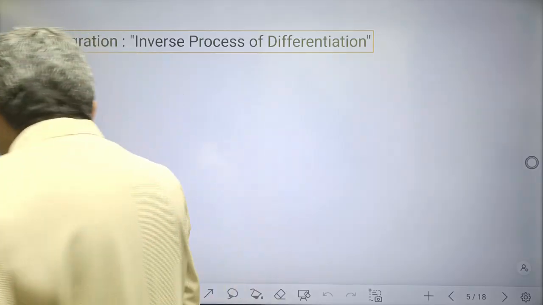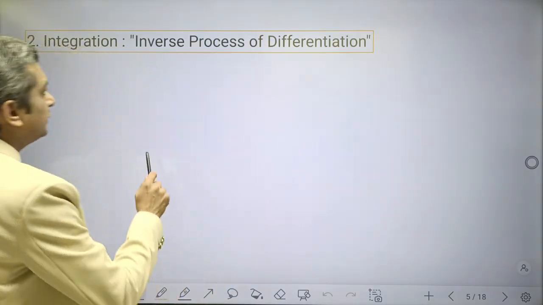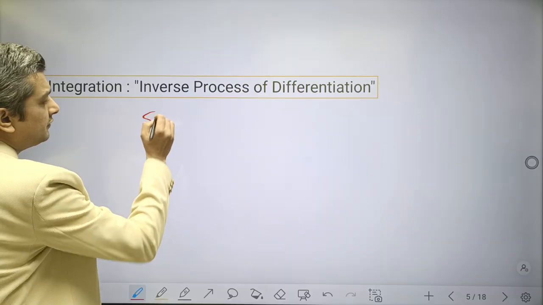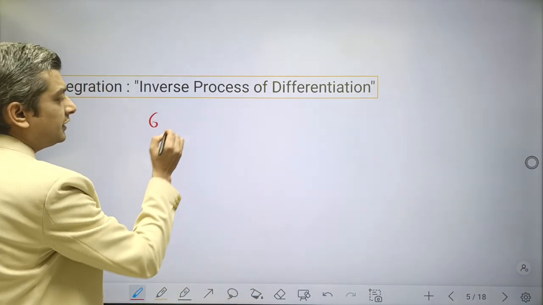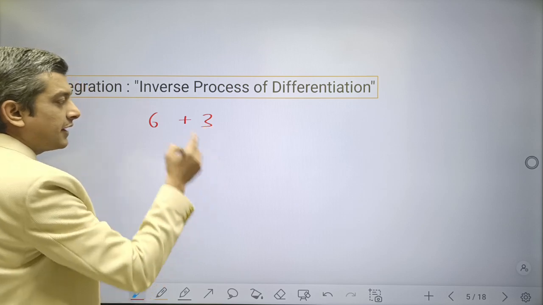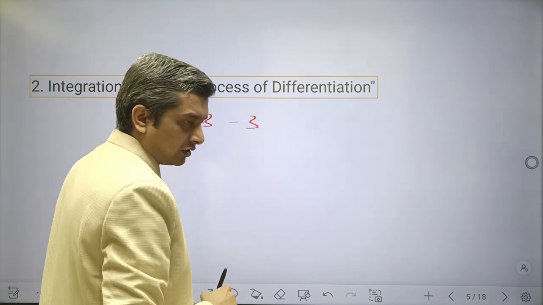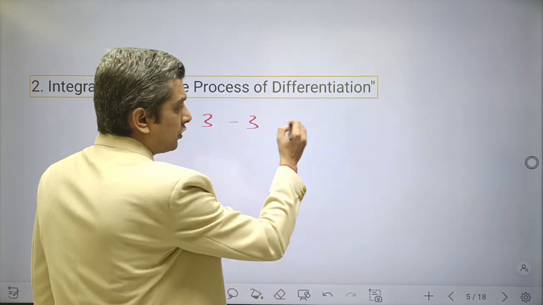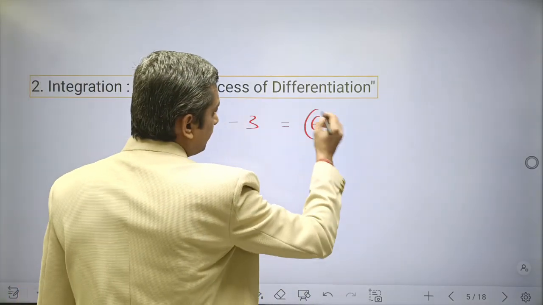Now many students ask, sir, what is the meaning of inverse process? So listen, if I take 6 and add 3 to this 6, and subtract the result from 3, so what do we get? 6. We have started from 6 and we have reached 6.